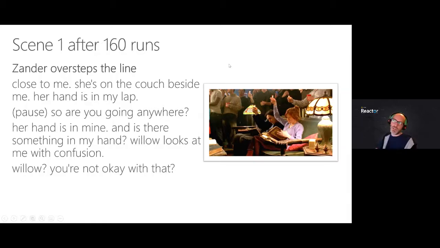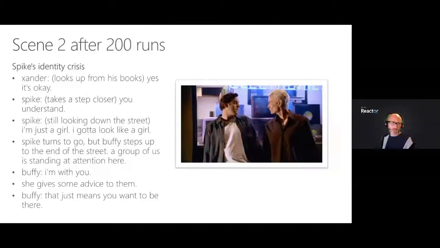So as you can see, it's starting to do a story. It's starting to understand the relationship. It's starting to understand Buffy. There's a certain amount of sexual tension, innuendo that they have in there. So we got to about 200 runs.